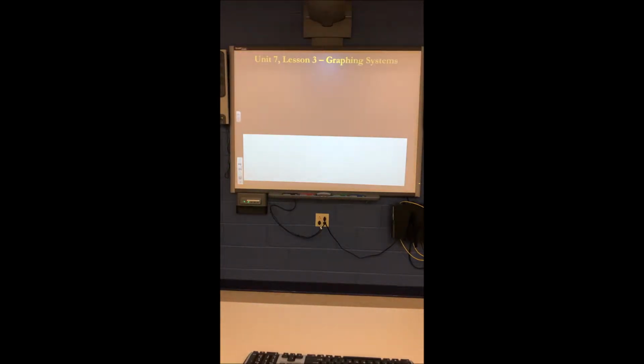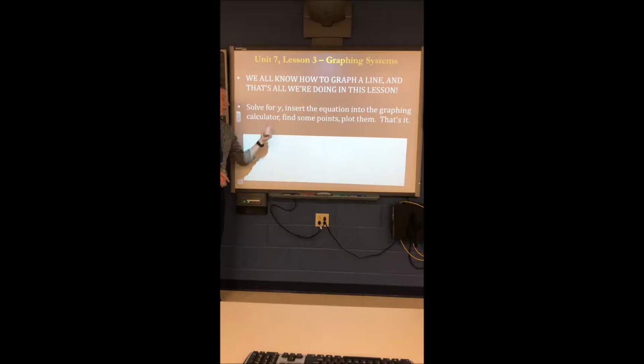I have this lesson laid out step by step, as you can see in your notes. We all know how to graph a line, and that's all we're doing in this lesson. Don't make it harder than it needs to be. We're going to solve for y, insert the equation into our graphing calculator, find some points using the table, and then plot those points and connect the dots. That's it.